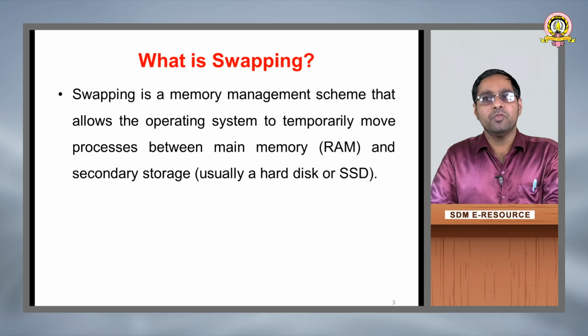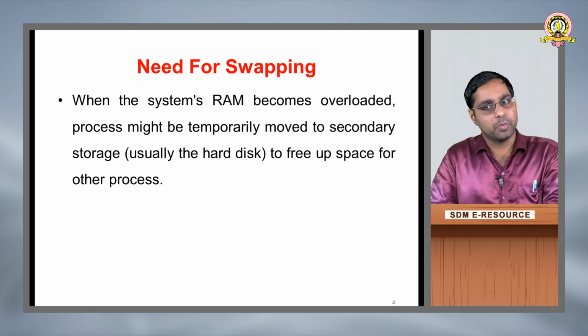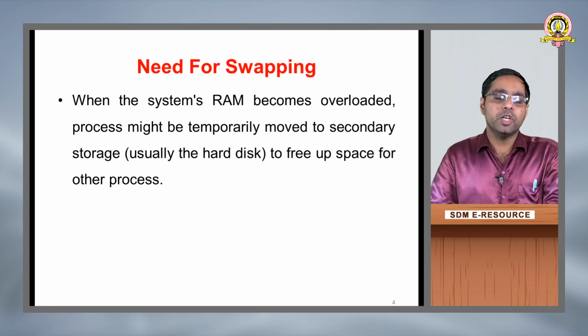Next we have to discuss what is the need of swapping, why swapping has to be performed. As we know, there are two types of memory, primary memory and secondary memory. The storage capacity of primary memory is less, whereas the storage capacity of secondary memory is more. Primary memory is expensive, whereas secondary memory is less expensive as compared with primary memory.